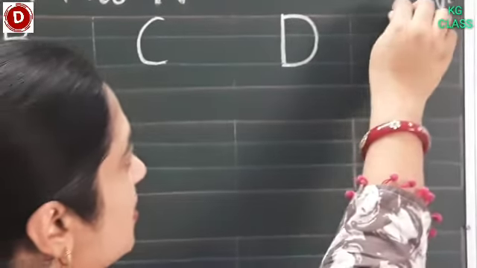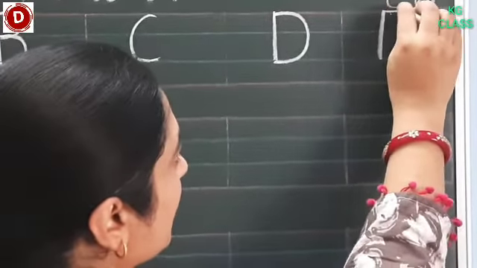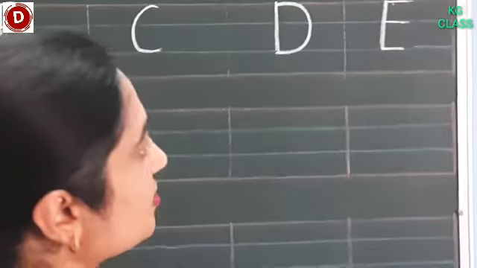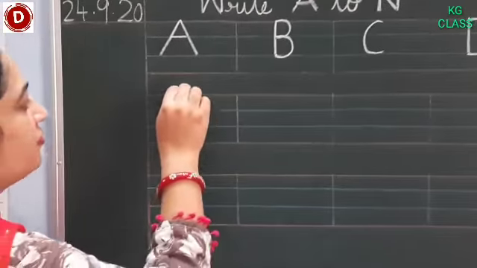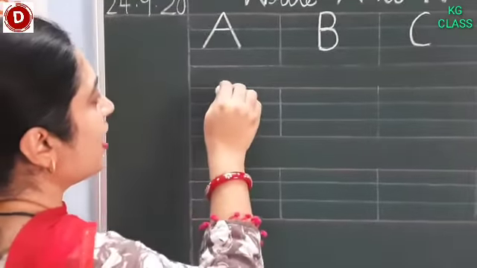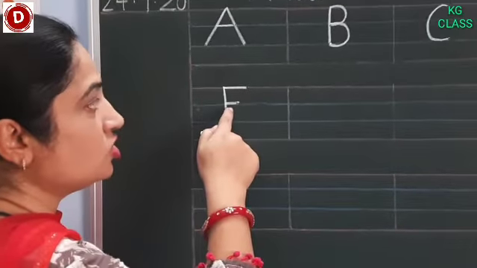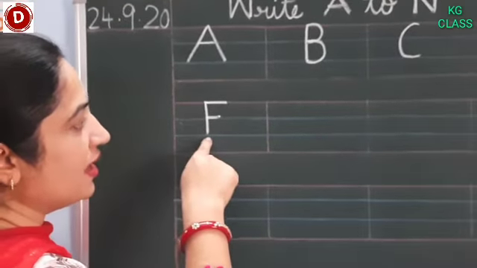After D comes E, capital E, a standing line and three sleeping lines. Like this, children, you have to write capital E. After E comes F, a standing line and two sleeping lines. One will be longer and the second one will be shorter. Like this, children, you have to make capital F.